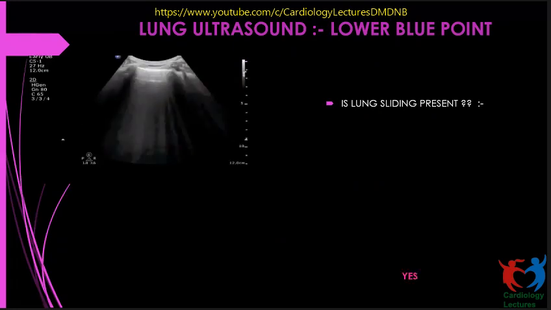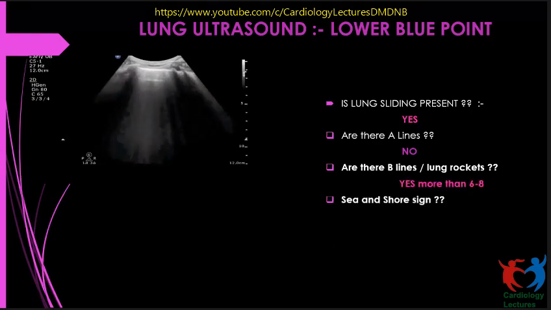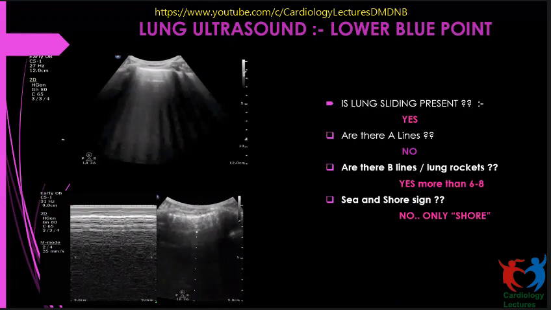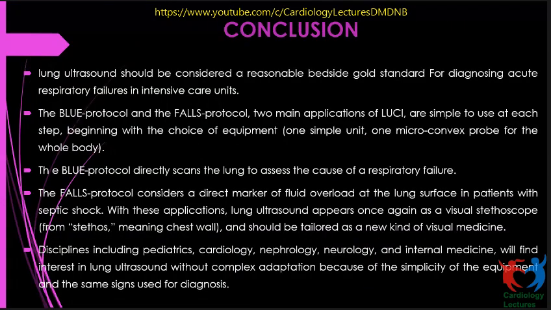Here, yes, lung sliding is present. A lines, no A lines, very minimal, 1 or 2. Are there B lines? Yes, there are. No seashore sign, only shore. Diagnosis: pulmonary edema. So in conclusion, lung ultrasound should be considered a reasonable bedside gold standard for diagnosing acute respiratory failures in intensive care settings.